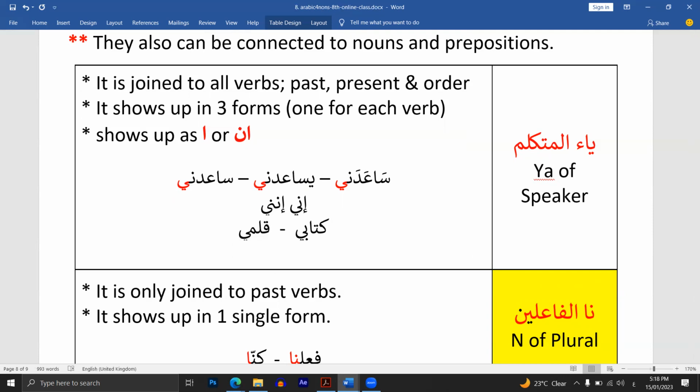Sometimes we will see it connected to a preposition. Li. Li means for me. I can use it also for possession. Instead of saying kitabi, I can say هذا الكتاب, this book, li, for me, or mine. I hope it's okay now. Do you have any question, please, on this first one? If you have a question, please type it in the chat.